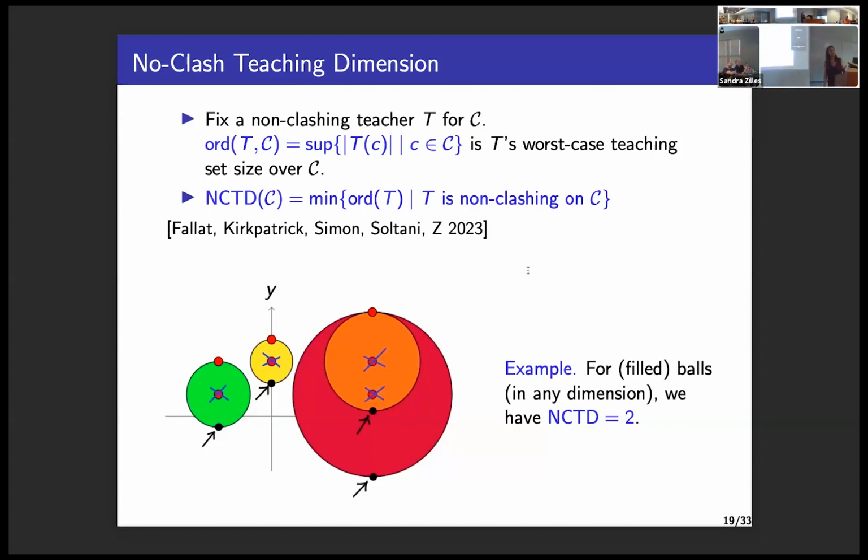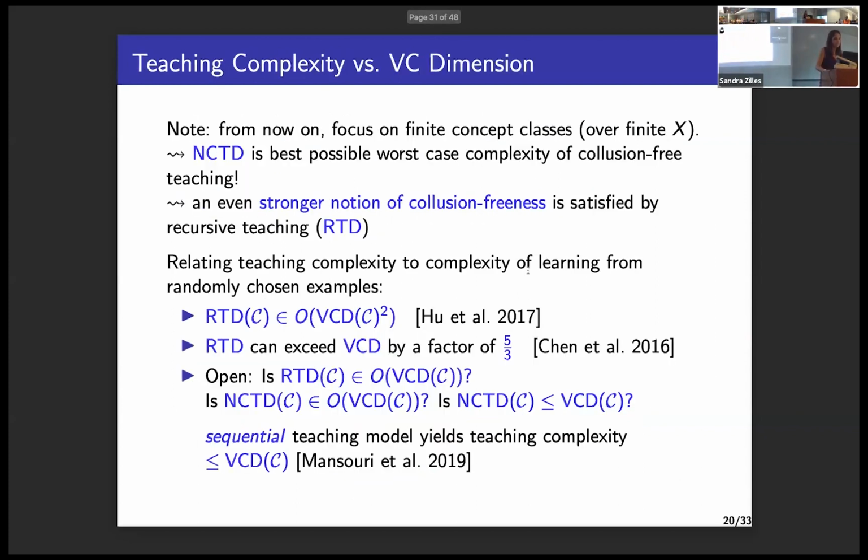Now, by the way, for those filled balls, no matter what dimension, you do have a no-clash teaching dimension of 2, because how you get around this collusion is just throw away those center points and instead put the South Pole. So we have the North Pole and the South Pole, or actually any 2 diametrically opposed points, right? It cannot happen. So the red ball is consistent with the teaching set for the orange ball, but not vice versa. So always one of them will disagree with the set for the other. So just fixing it up this way, you get a non-clashing teacher, and that's the whole idea.